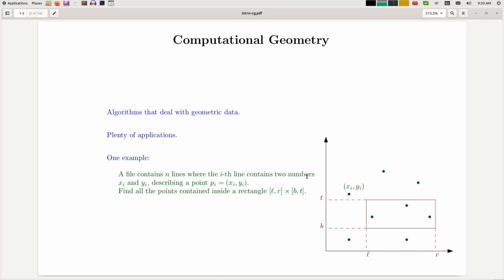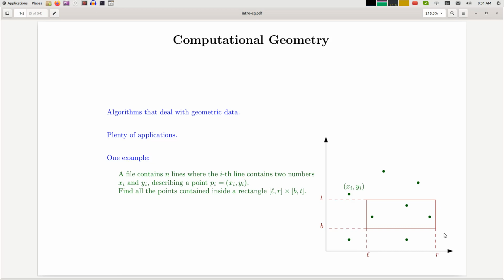We want to read this file, and then given four values, L, R, B, and T, we want to find all the points that lie inside the rectangle with the left boundary L, the right boundary R, the top boundary T, and the bottom boundary B. We want to solve this problem. If you want, try to pause this video to think about this for a minute.